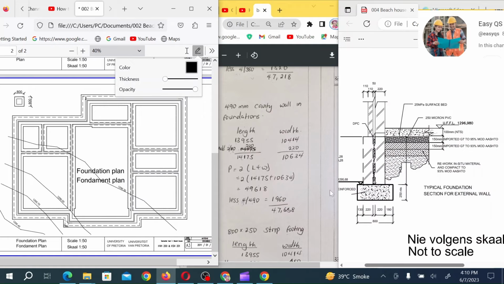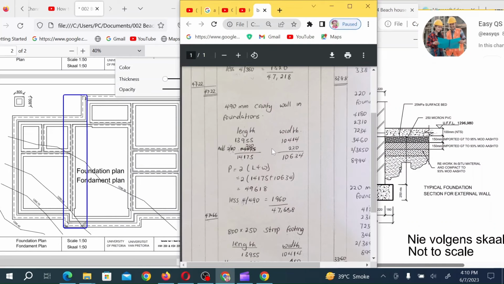So we shall come here to the calculation. The length and the width, we write like that. The length was 13,955. The width was 10,414. So when we add, the spread shall be 2 times 110, which is 220. For the width, 2 times 110, 220. So the total length for the foundation wall from one end to another shall be 14,175. And the width shall be 10,634. Alright.